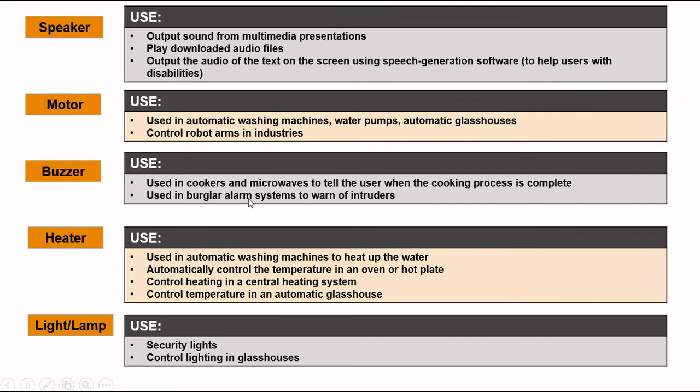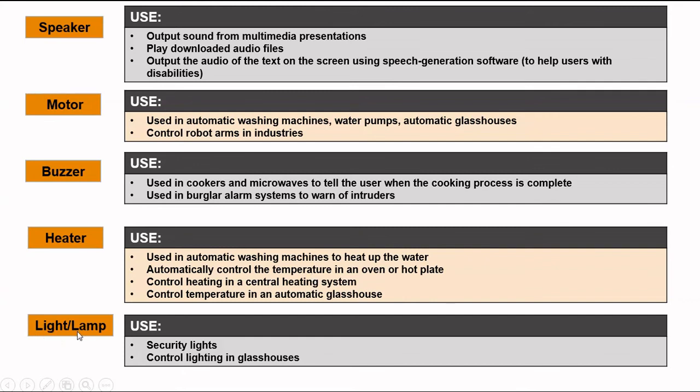So, for example, in an alarm system you might have this at home, or cookers and microwaves. The microwave beeps a sound after it's done, right. A heater is also an output device. It gives out heat. So, it is used in washing machines when you want to heat the water, or in heaters in houses, or to control the temperature in an oven and so on.